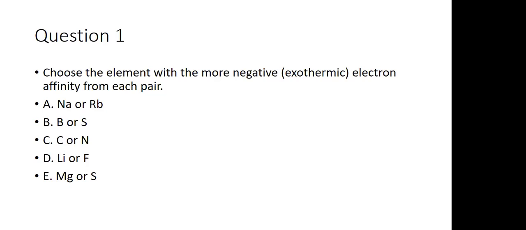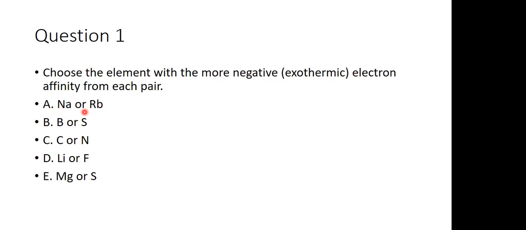All right, let's take a look at this. So first one, sodium or rubidium. Sodium is higher in the periodic table in the same column as rubidium. So for A, that is sodium. So sodium is the answer for A.